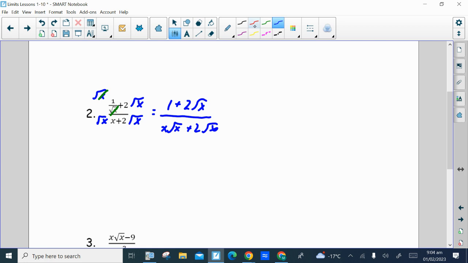And now we will rationalize the numerator by multiplying by 1 minus 2 root x, the conjugate. So on top, 1 times 1 is 1. The outer and inner products will cancel. So now I'm just going to multiply the last terms together. A positive 2 times a negative 2 is negative 4, and root x times root x is x.